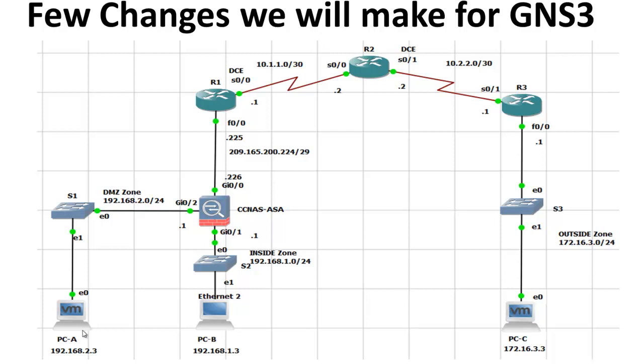And we will connect 3 host computers. PCA will be the host computer in the DMZ zone. So we are going to consider this as a DMZ server. And then we will have PCB, which is connected to the inside zone. This is the internal computer. And PCC will be the outside host, which is connected to the outside zone.